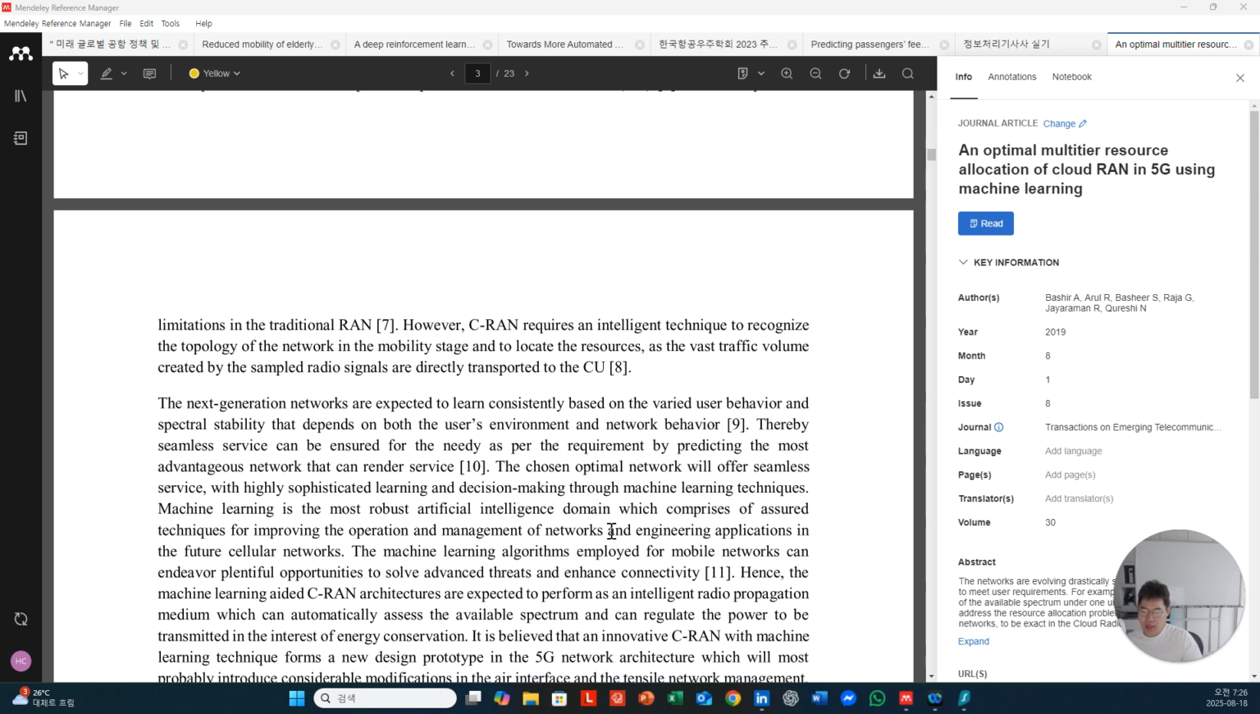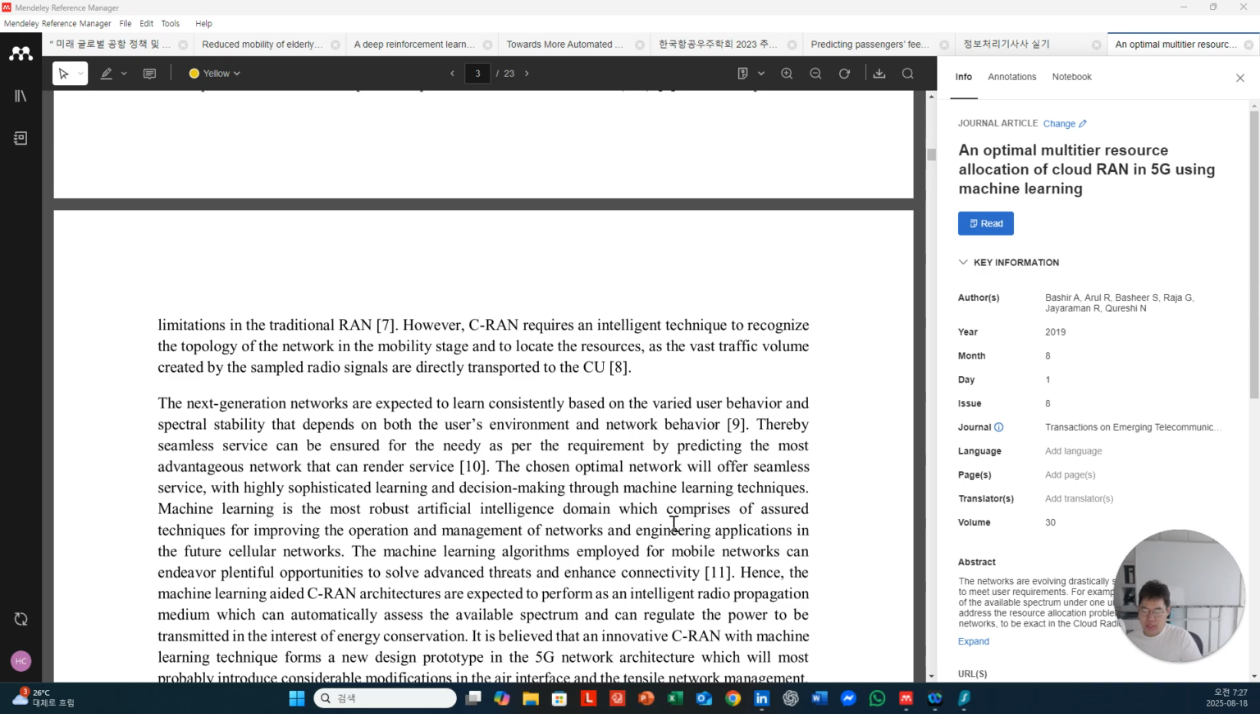Thereby, seamless service can be ensured for the needy edge core requirement by predicting the most advantageous network that can render service. The chosen optimal network will offer seamless service with highly sophisticated learning and decision-making through machine learning techniques. Machine learning is the most robust artificial intelligence domain, which comprises assured techniques for improving the operation and management of networks and engineering applications in the future cellular networks. The machine learning algorithms employed for mobile networks can offer plentiful opportunities to solve advanced threats and enhance connectivity.